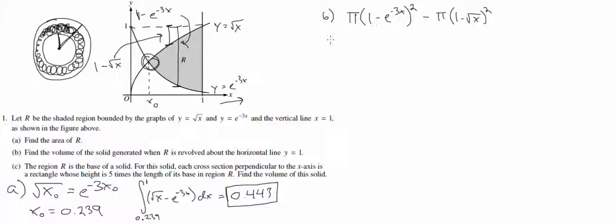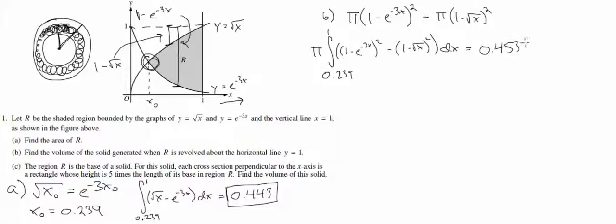And just like in part A, we want to integrate along the x-axis from 0.239 to 1. Well, we can factor out a pi, and so inside the integral it's just going to be the difference of the squares of the radii. Integrate over x, plug that into our calculator, and our answer is 0.453 pi.